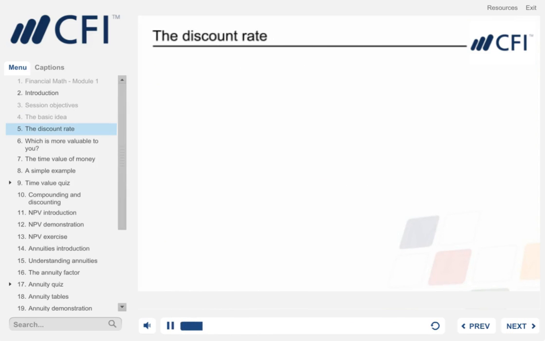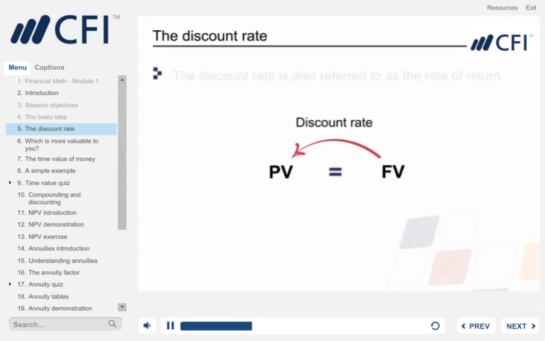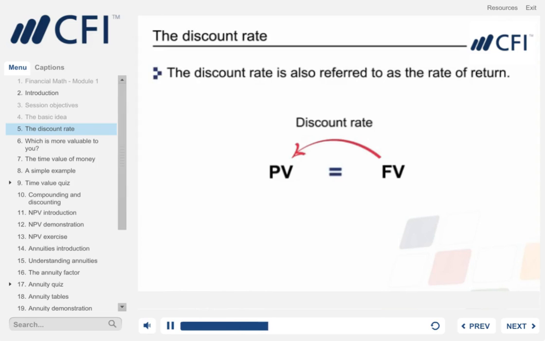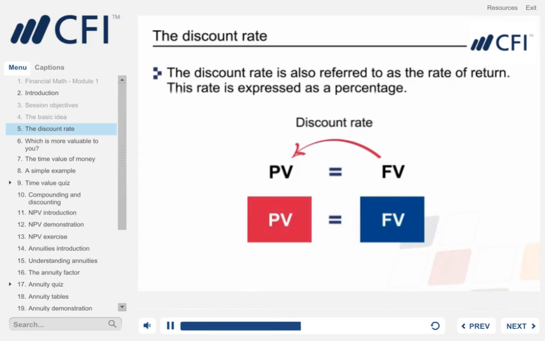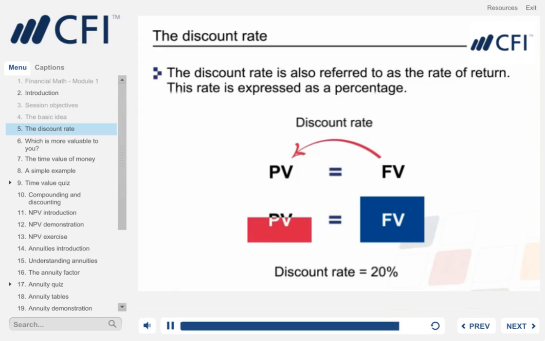In order to determine the present value of a future cash flow, we need to discount future cash flows by a discount rate. This discount rate is often referred to as the required rate of return and is expressed as a percentage. The higher the discount rate, the more we discount the future value by, and the lower the present value. This is why the discount rate is also referred to as the required rate of return. The less we pay today to receive a cash flow in the future, the larger our return is.